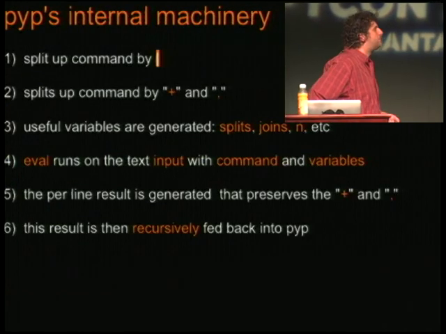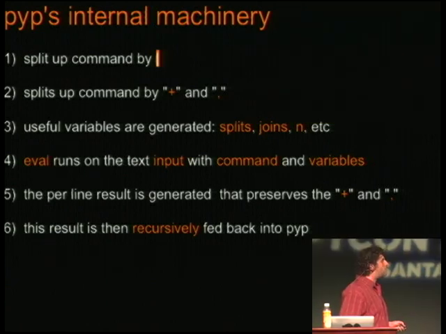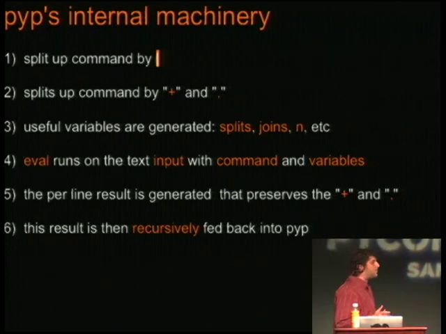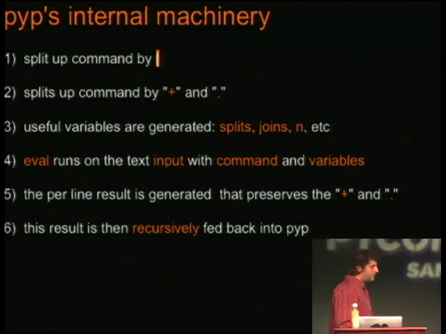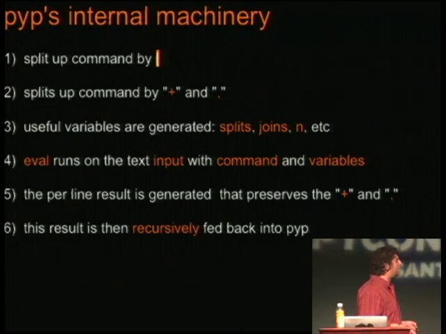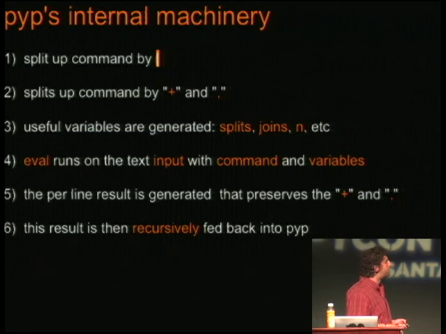Just a few words about Pipe's internal machinery. Basically, it's all based on text parsing. And the first thing that happens is obviously your command is split up by pipes. We then split up by plus and comma. And the reason for this is we want to preserve the ability to print a string and an array on the same line. So we figure out when you're trying to add things together and when you're trying to add a space, and then that's recreated on the final output.